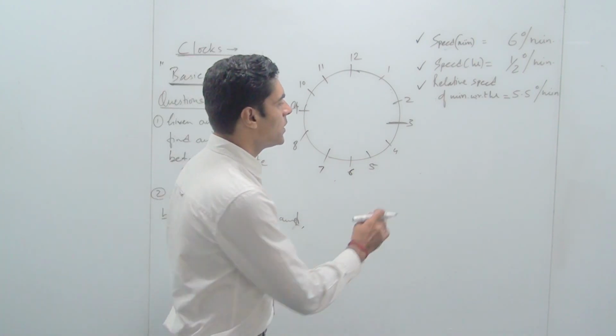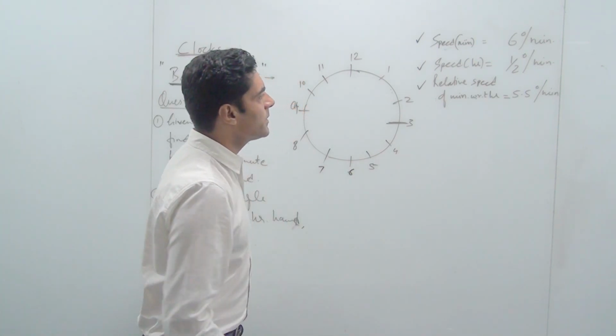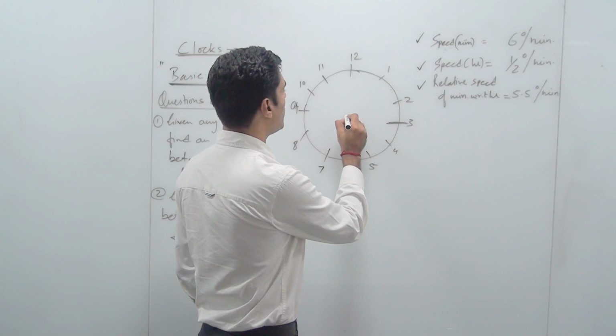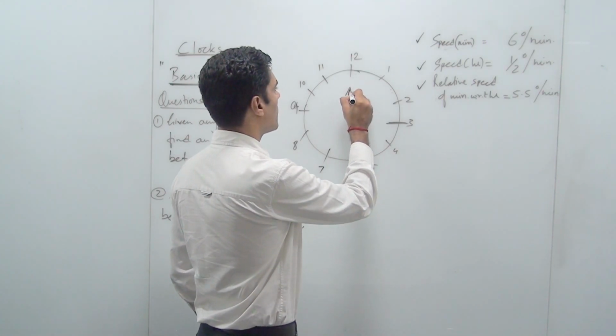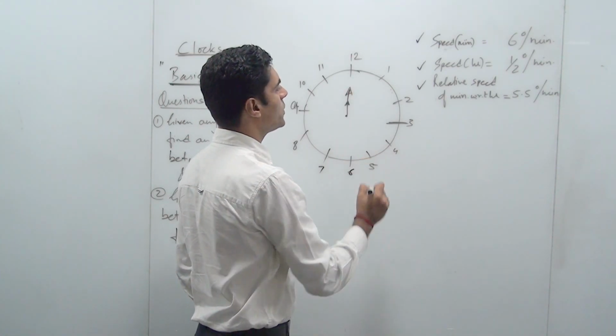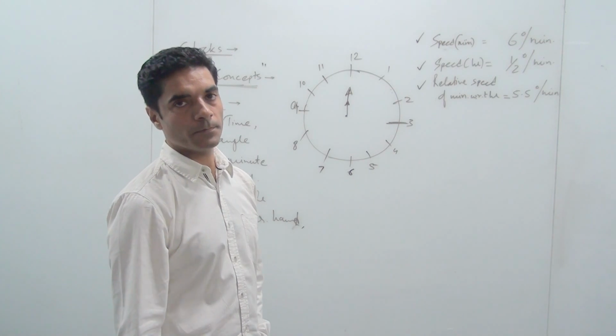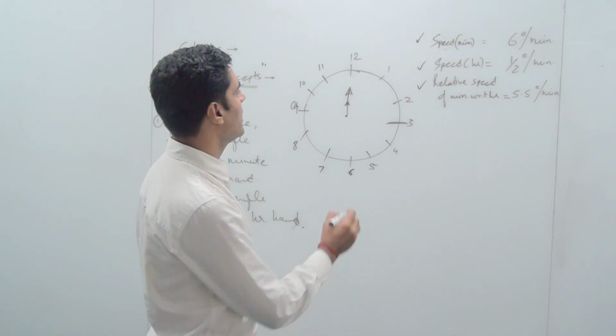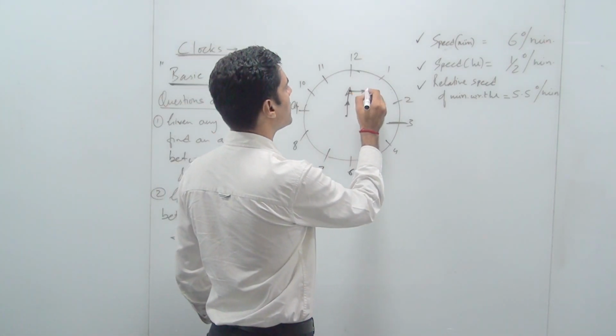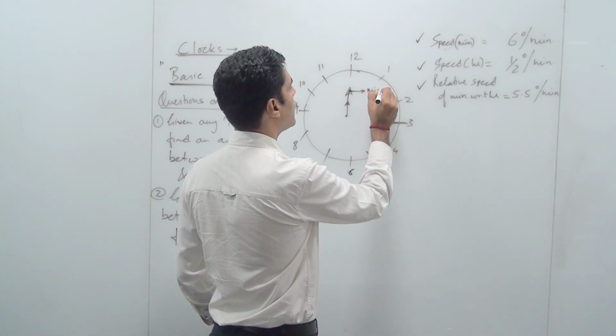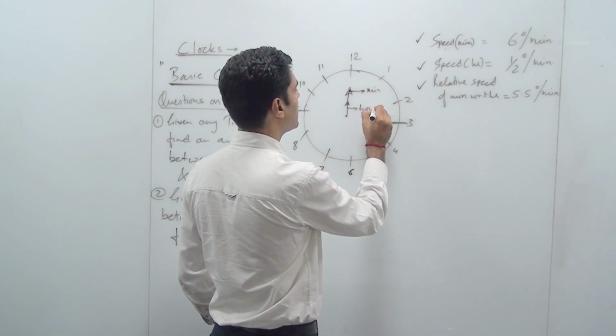Now let's try to do a couple of other things in this. Now let's say it's 12 o'clock and we know that at 12 o'clock both minute and hour hands are together. This is the position of minute and hour hand. The bigger one is minute and the smaller one is the hour hand.